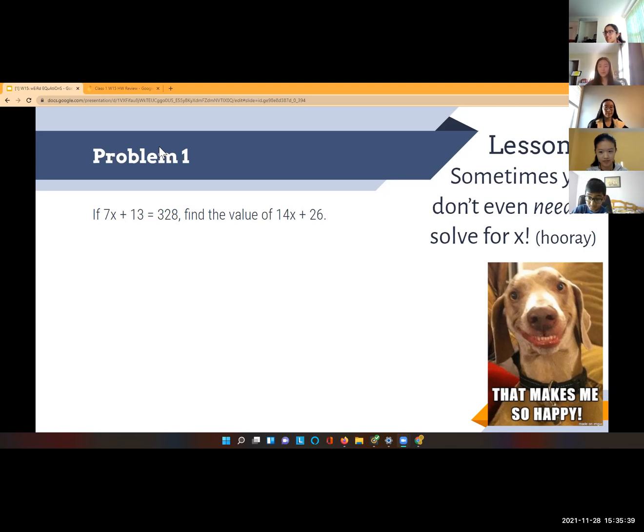Yeah, exactly. What we would do is just multiply that first equation by 2, because that would get us 14x plus 26. And then 328 times 2 is 656, and that is our answer. So you could have gotten this question done in like 5 seconds, and that would have saved you a lot of time.